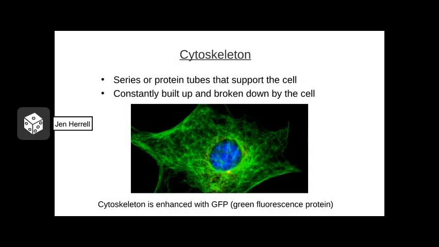The cytoskeleton is probably my favorite cellular organelle. Let me tell you why. The cytoskeleton is a series of these protein tubes, and there's several different kinds which we'll talk about, but these tubes extend through the inside of the cell. They make kind of a highway system that travels all across here, and these tubes can grow and shrink. So it's like a flexible skeleton inside a cell.